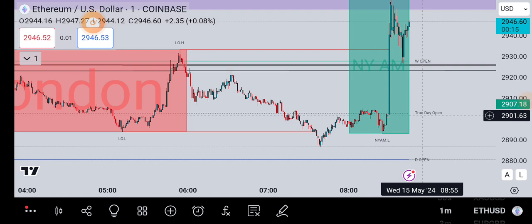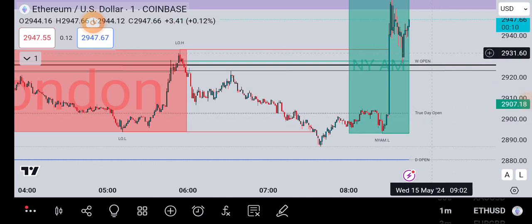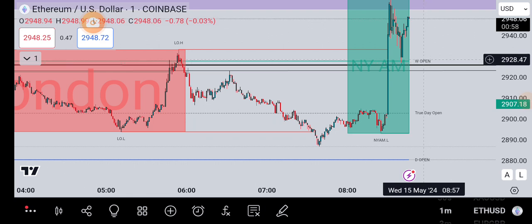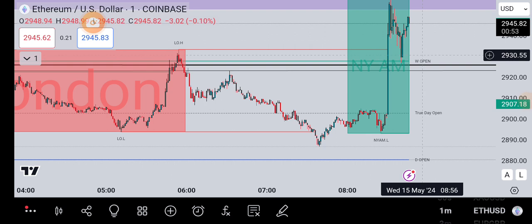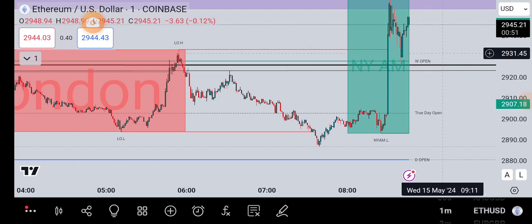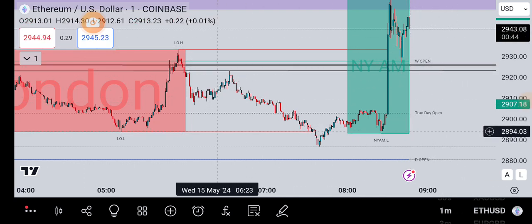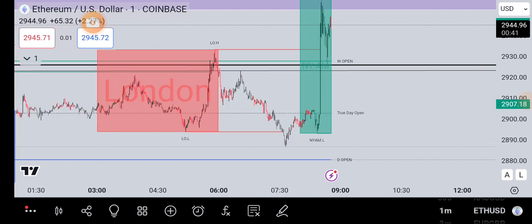Remember, if we want to be selling, we want to be selling above the daily open, the true day open, which is usually 12 a.m. in the morning. And over here we have the weekly open, which is something also, if you want to be selling for the week, or if our anticipation is to be selling, usually it's good to be catching the move around the weekly open, right?